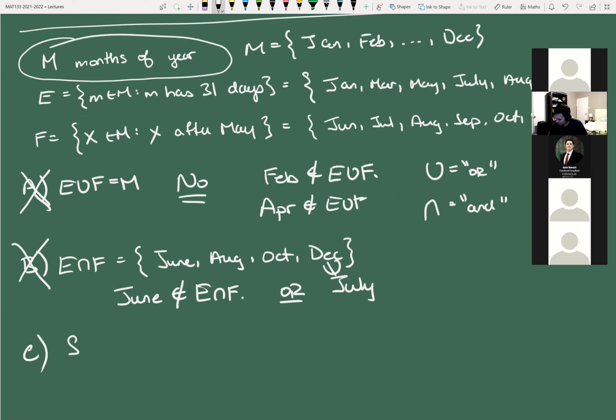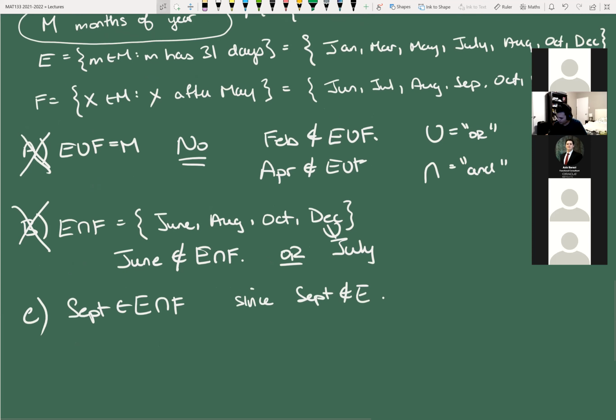C is that September is in the intersection. Is that true? No, because September does what? If you had to explain it, right? September has 30 days, or I would say September does not have 31, since September is not in E. Great. Okay. So it's not C. So by process of elimination it has to be D, but we can double check.